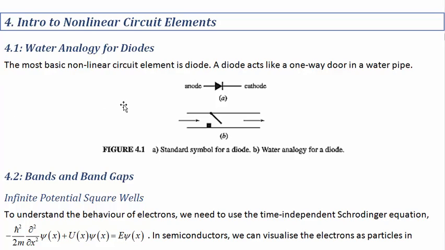Intro to nonlinear circuit elements. 4.1 Water analogy for diodes. The most basic nonlinear circuit element is a diode. A diode's basically like a one-way door in a water pipe. So here's the water pipe. You can see water can go in here, but if it tries to travel the other way from right to left, then it'll be blocked by the door. Similarly, a diode allows current to travel easily from left to right in the direction of the arrow, but not so easily from right to left.